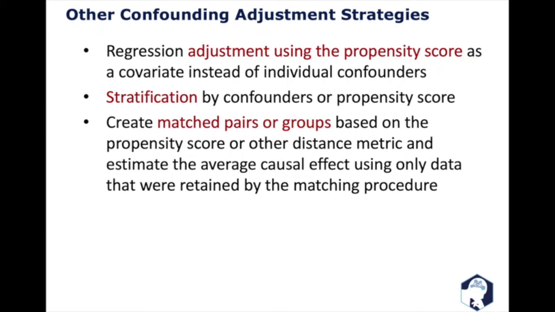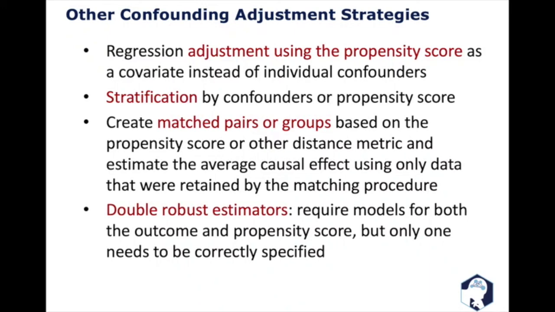Many of you are probably familiar with matching or matching estimators, and so with these we would create matched pairs or groups based on the propensity score or maybe another distance metric of choice, and we would estimate the average causal effect using only the data that we retain from our matching procedure.